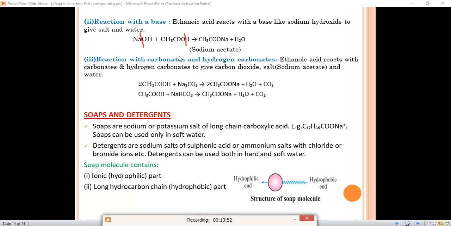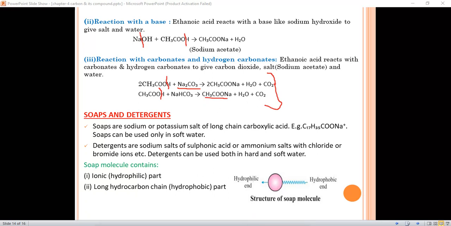What is the name of this compound? Sodium acetate. Again, reaction with carbonates and hydrogen carbonates. Ethanoic acid reacts with carbonates and hydrogen carbonates to give carbon dioxide, salt and water. For example, CH3COOH with Na2CO3 gives CH3COONa plus H2O plus CO2. CH3COOH plus NaHCO3 gives CH3COONa plus H2O plus CO2. It's a very easy reaction. Just remember that in both cases we get a salt, water and carbon dioxide.